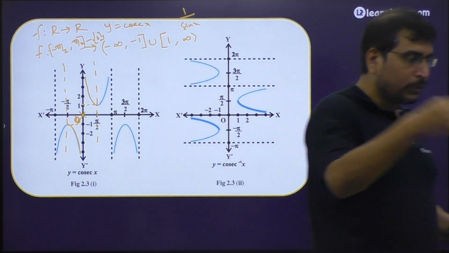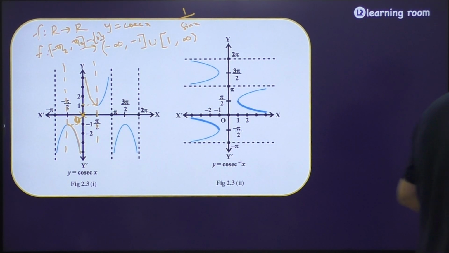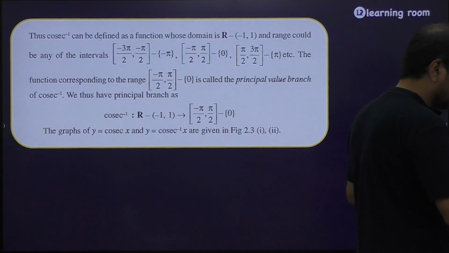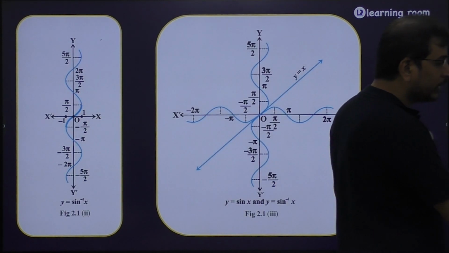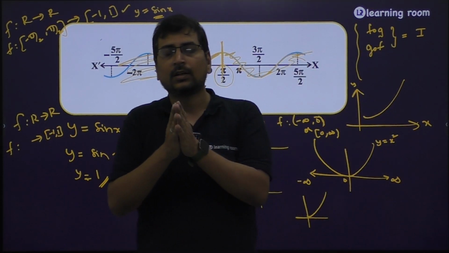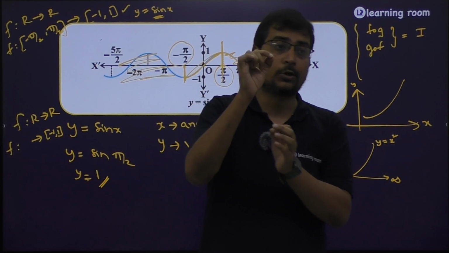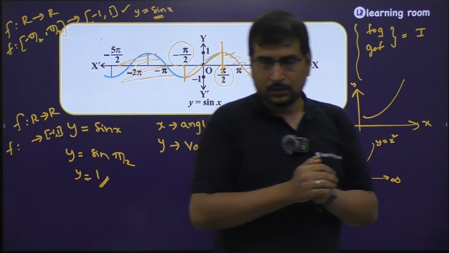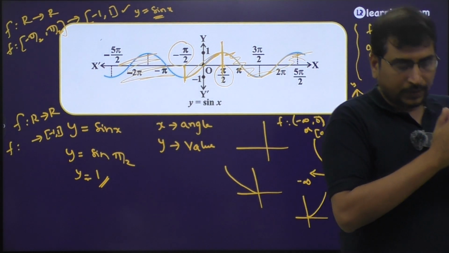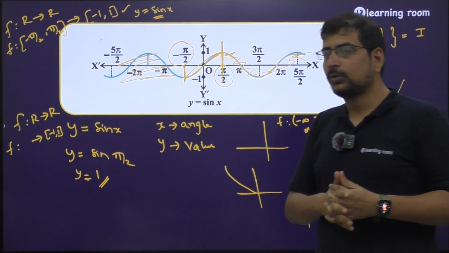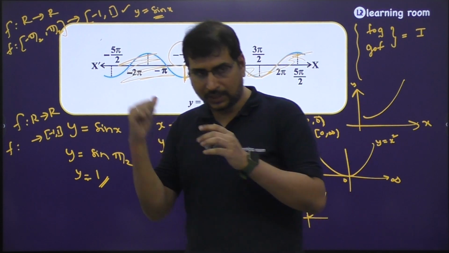Okay, so first 3 points alone, copy it. So you can write down the heading as restricted domain and range for the trigonometric functions. Write down that heading and you start preparing this table.